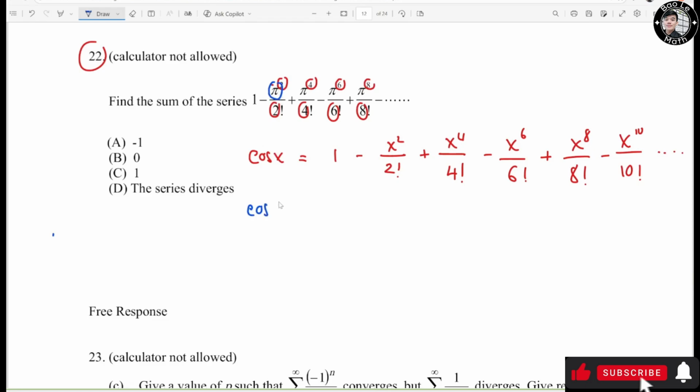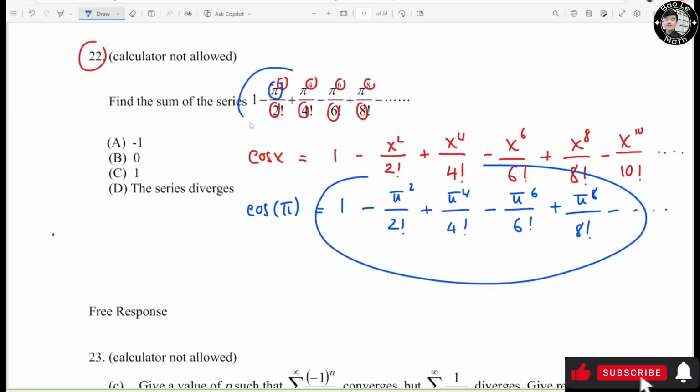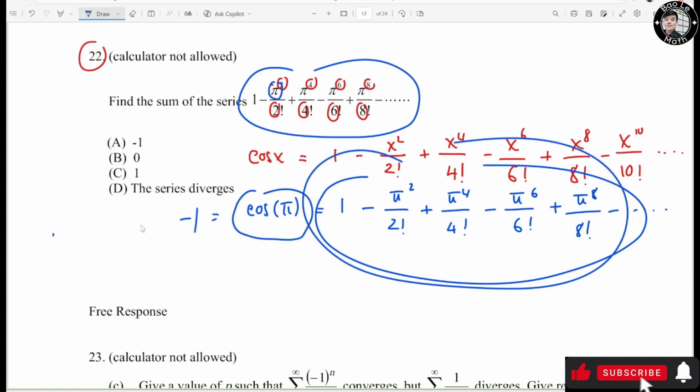So we have cosine of pi equals 1 minus, substituting pi for s, pi squared over 2 factorial plus pi to the 4 over 4 factorial minus pi to the 6 over 6 factorial plus pi to the 8 over 8 factorial minus etc. Right? So the right hand side is actually what we need to calculate. So we need to calculate cosine of pi, which is actually negative 1, right? So the whole thing is actually negative 1, right? The answer must be A.